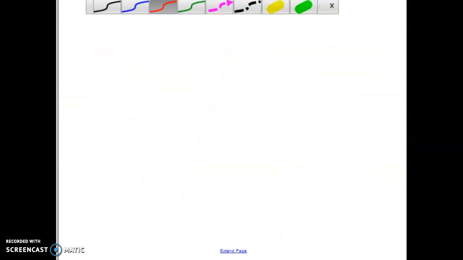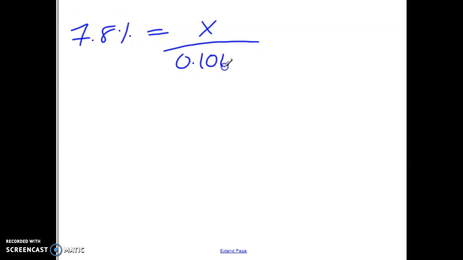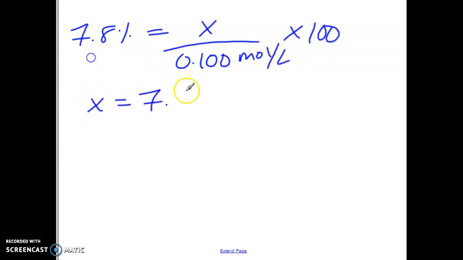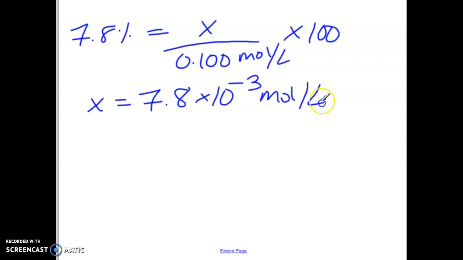So we have 7.8%, and we're going to set this up as equal to X over our original concentration times 100. You're basically just rearranging: you divide by 100 and then cross multiply. Our X value here ends up being 7.8 times 10 to the negative 3 moles per liter. That's how much product we have. So now we can set up our K.